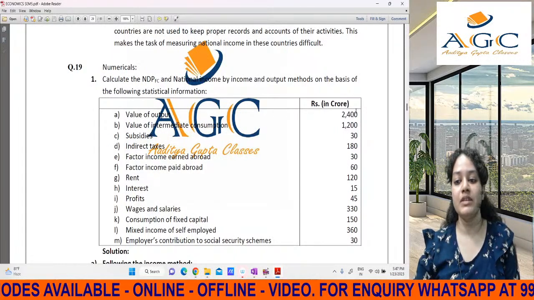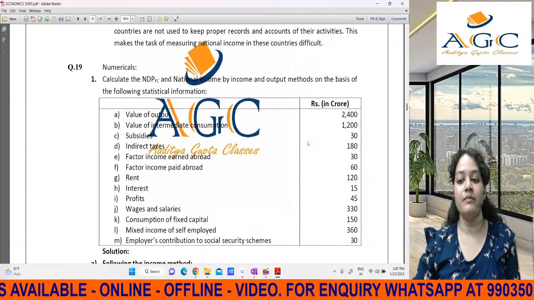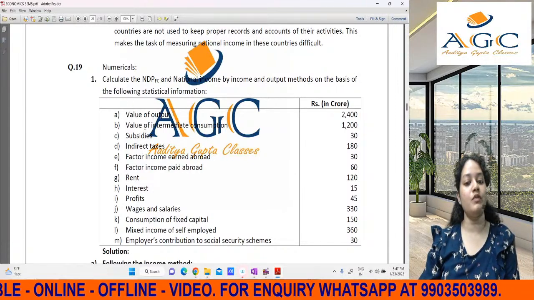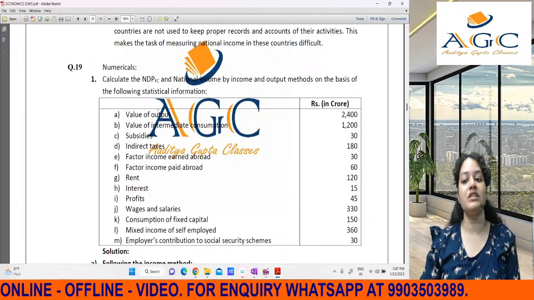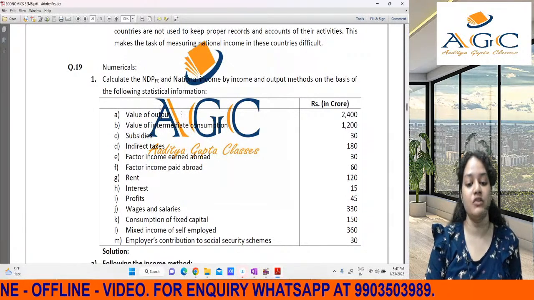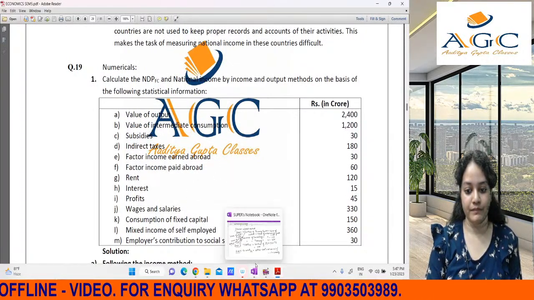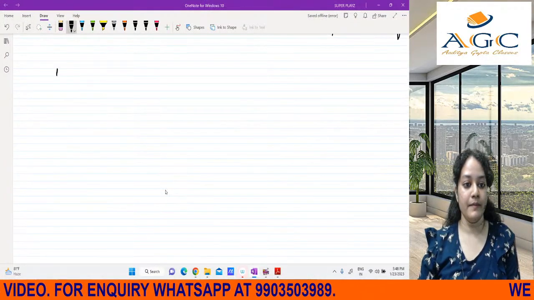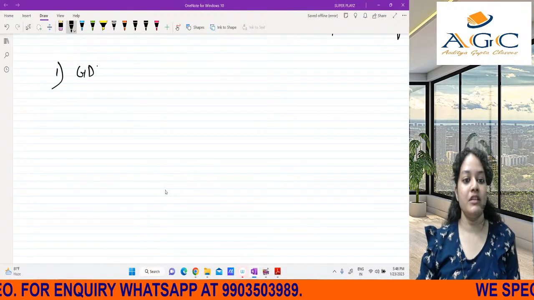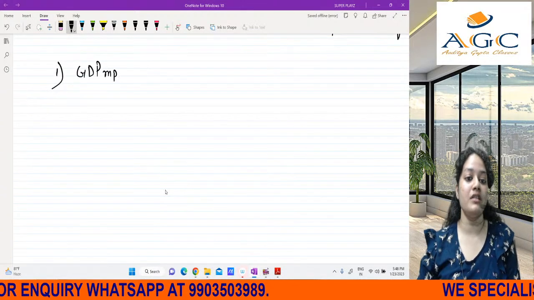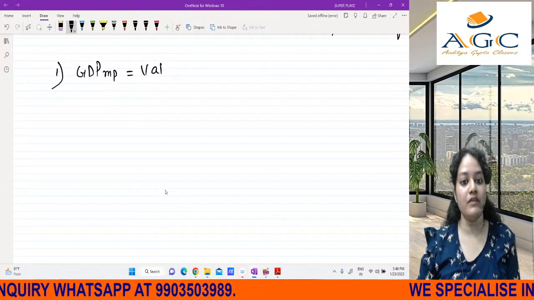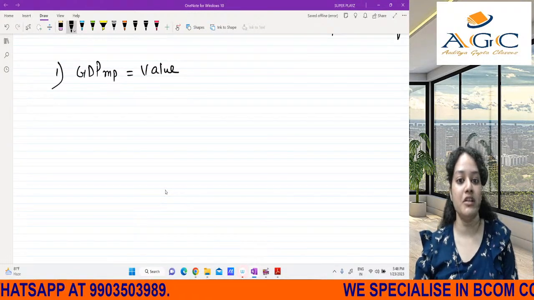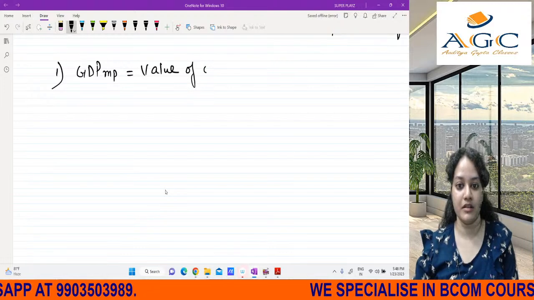And what are the two values that we are given? 2400 and 1200. So GDPMP is equal to value of output minus value of intermediate consumption, which is equal to 2400 minus 1200. So our sum would be the first step GDPMP, because all the values are not given, so that is why we are skipping to this second one. But if all the values are given, you have to do it individually. Don't use any shortcut method.